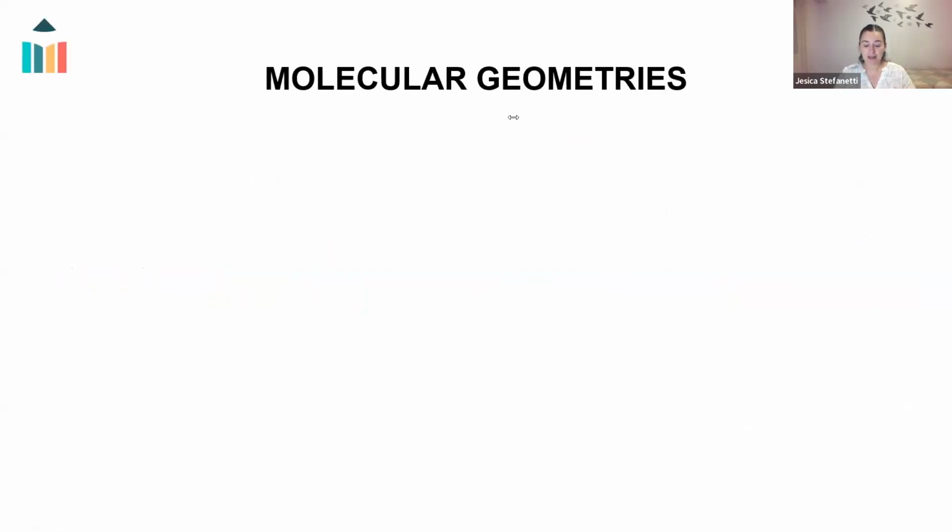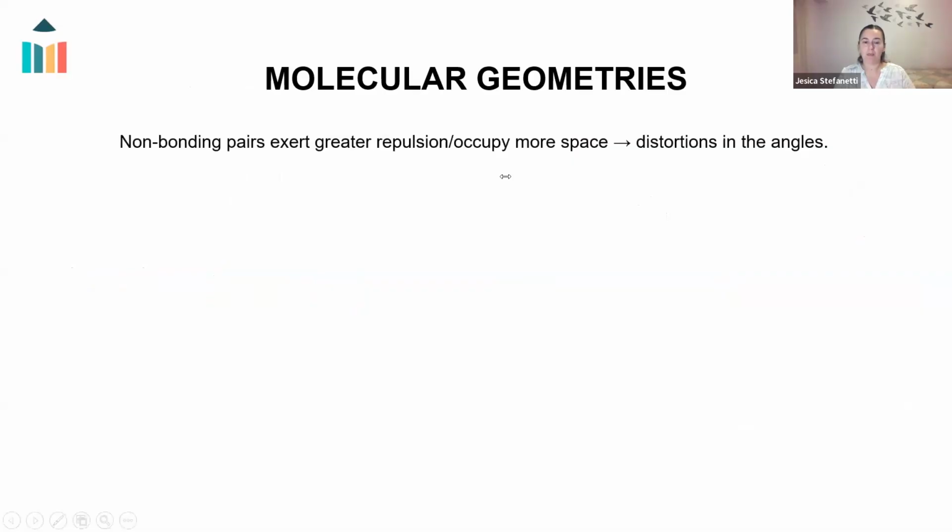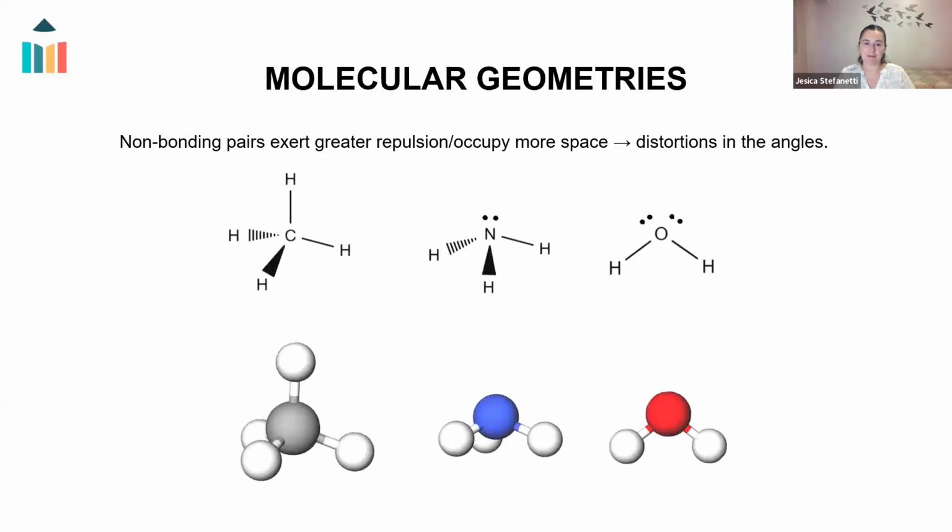Let's go now to molecular geometries. We just discussed that water has an electronic geometry that is tetrahedral, but its molecular geometry was bent or V-shaped. What is meant by a molecular geometry is the actual shape of a molecule. We have to keep in mind that non-bonding pairs will exert greater repulsion and will occupy more space. So we must keep in mind that distortions might take place, I mean, distortions in terms of the angles we may have.